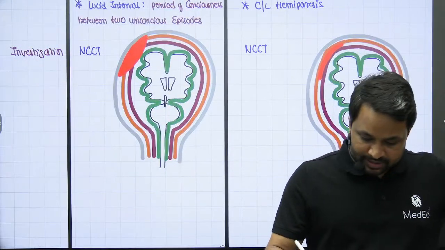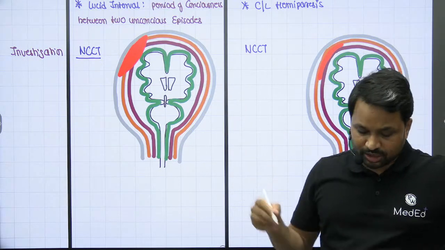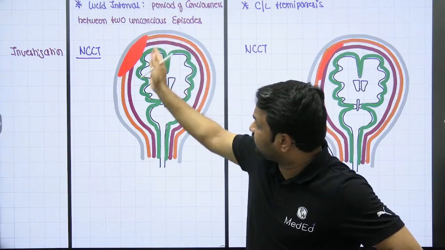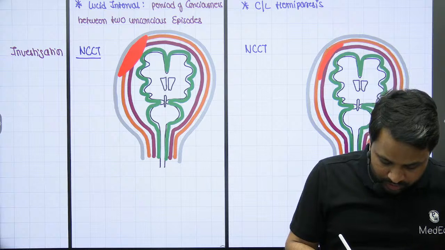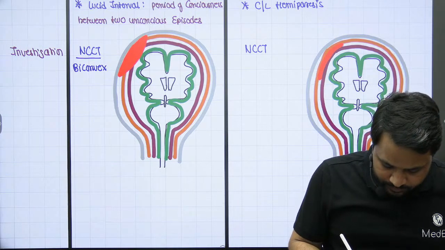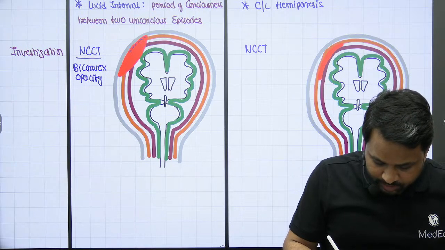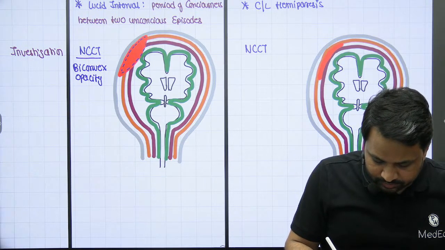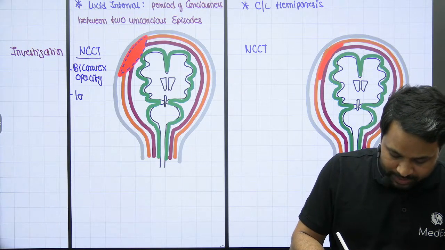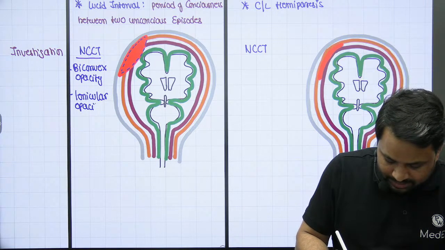So what are the findings that you can see? The first thing you can see is that it is giving you an opacity which is of that shape. The one surface is a convex surface, the other one is also convex. So this is what we call the biconvex opacity. दोनों surface इसके convex हैं, ये भी convex है, ये भी convex है. ठीक है, so biconvex opacity is noticed. इसी को आप lenticular opacity भी बोलते हो. ये आपका lenticular opacity भी हो गया.